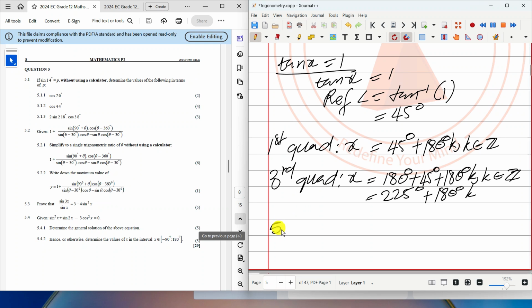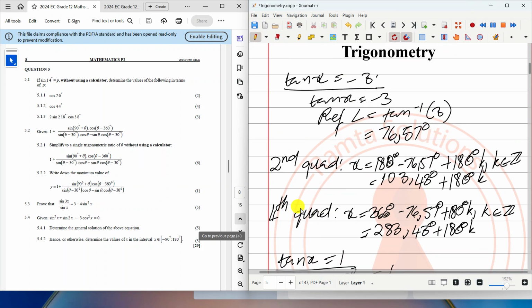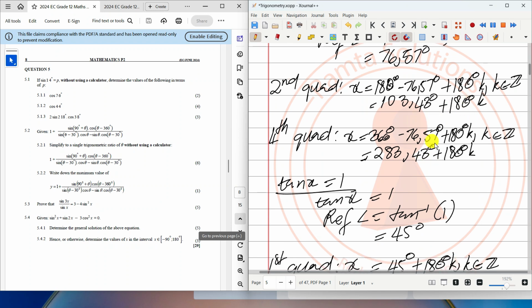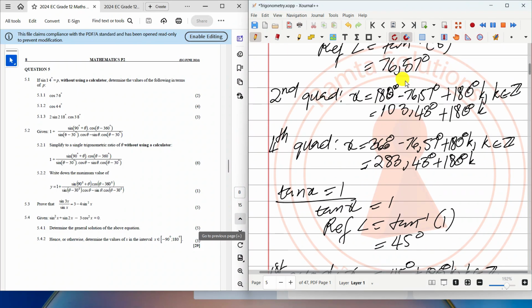All right. Now 5.4.2: hence or otherwise determine the values of x in the interval where x is an element of negative 90 degrees included to positive 180 degrees included. I advise you to start with k equals negative 2. If k is equal to negative 2, all of them will be too big. So take k equal to negative 1.